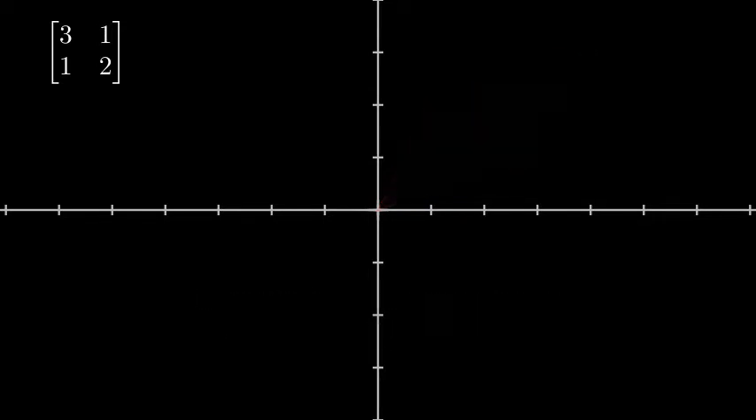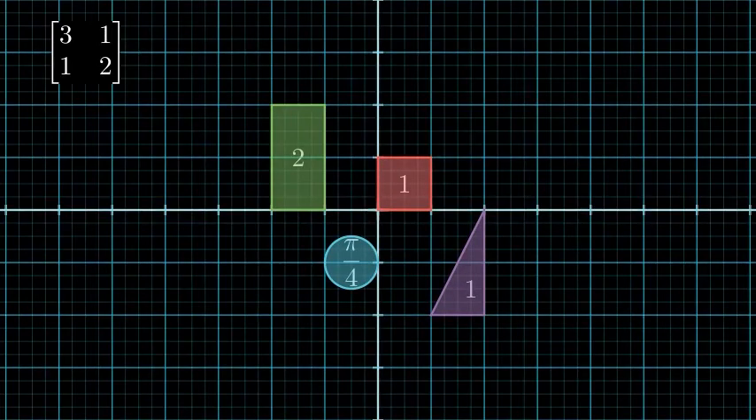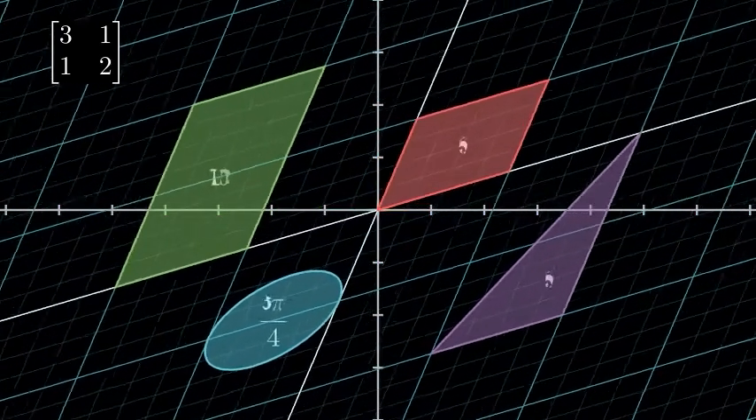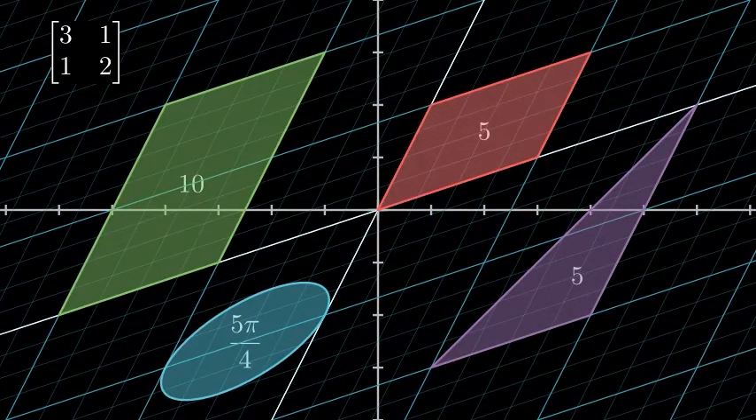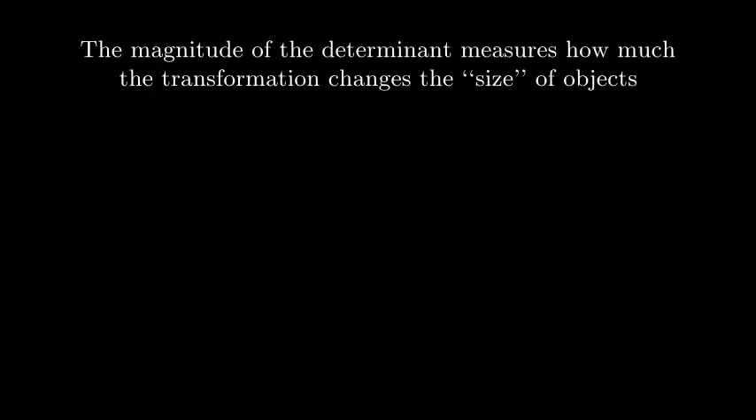Let's look at a bunch of figures and see how their areas change. When we apply the transformation, we can see that each of these figures has gotten 5 times as large an area. It is no coincidence that the determinant of this matrix is 5. The magnitude of the determinant measures how much the transformation changes the size of the objects.